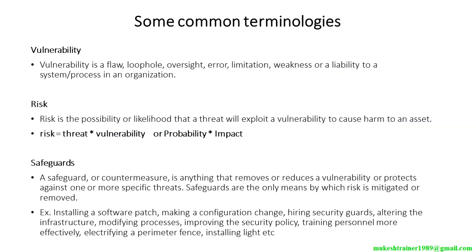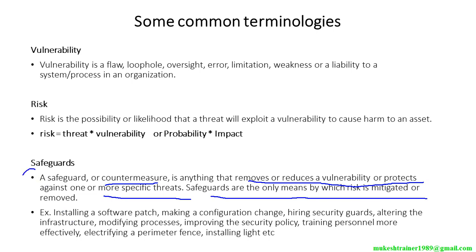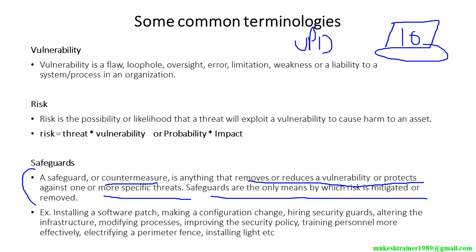Next, guys, is a safeguard. A safeguard or countermeasure is anything that removes or reduces a vulnerability or protects against one or more specific threats. Safeguards are the only means by which risk is mitigated or removed. So a safeguard is nothing much, but if you are using Windows 10 on your computers, make sure your Windows 10 is up to date, update it once a week, or use an updated antivirus. The best companies with the best reviews, for example eScan or Kaspersky, can be used.